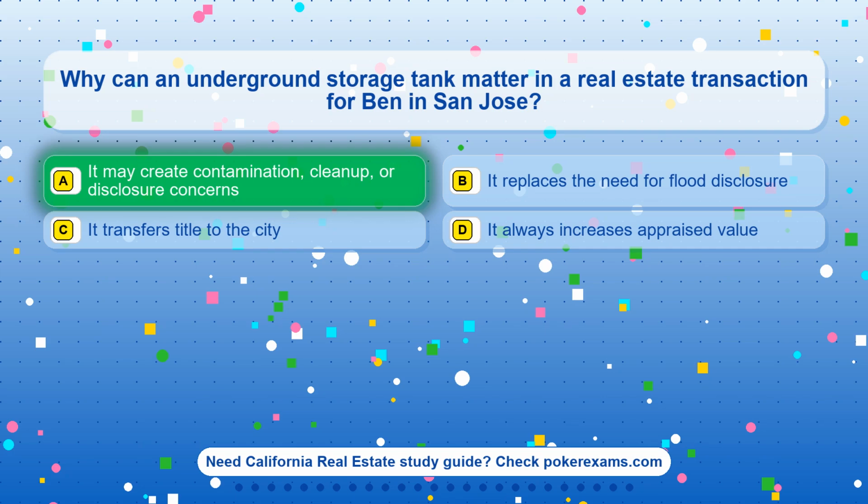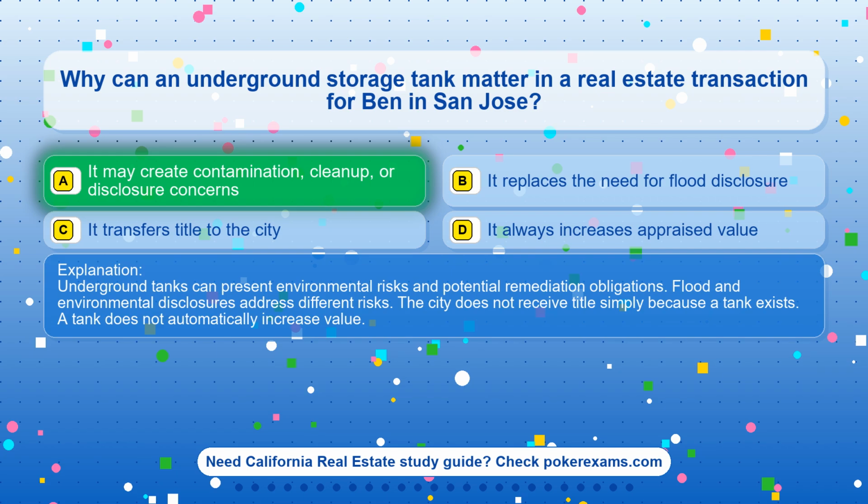The correct answer is option A. It may create contamination, cleanup, or disclosure concerns. Underground tanks can present environmental risks and potential remediation obligations. Flood and environmental disclosures address different risks. The city does not receive title simply because a tank exists. A tank does not automatically increase value.